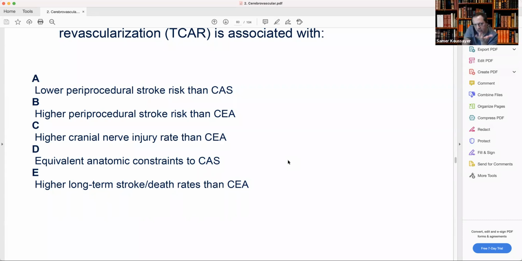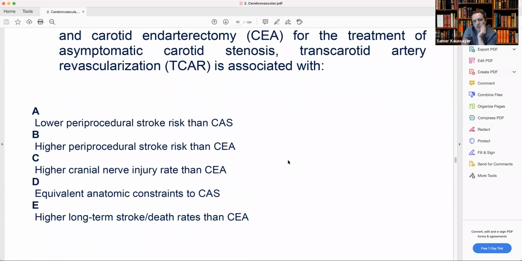As I'm saying, the only reason they came up with this technique is to decrease the chance of stroke, which they did.